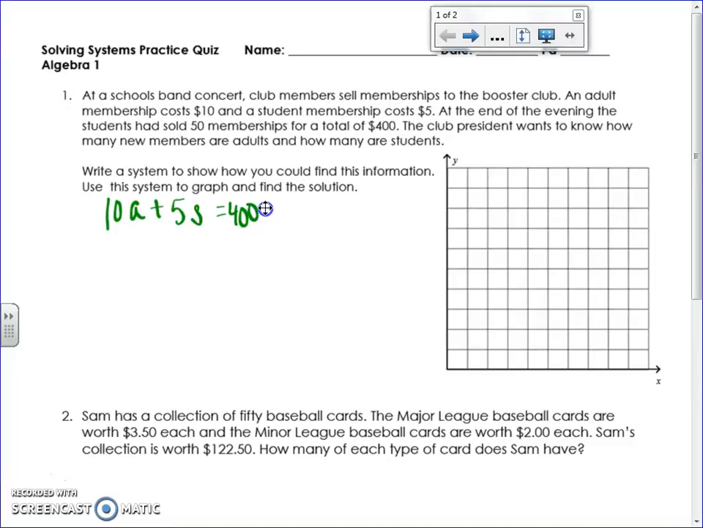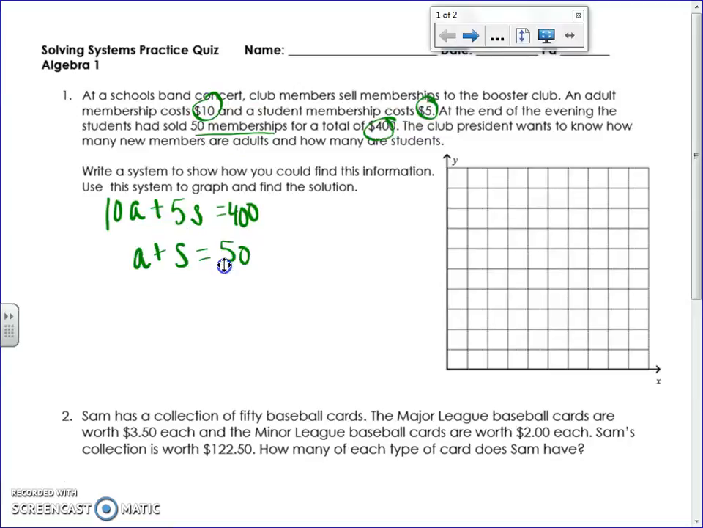This whole equation has to do with the money side. $10, $5, $400. The other equation is going to do with the amount that you're selling. So we have adults plus students, and those are going to total 50 memberships because we have 50 memberships sold. Again, you're comparing your money in the first equation and then the amount in the second equation.